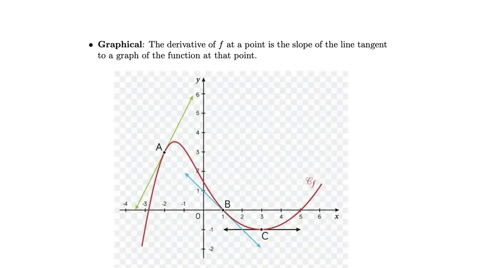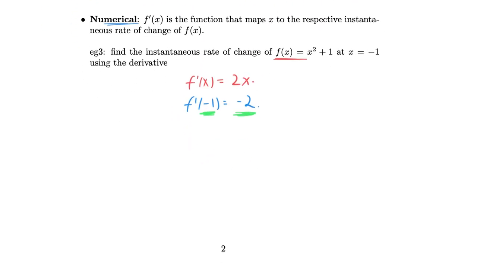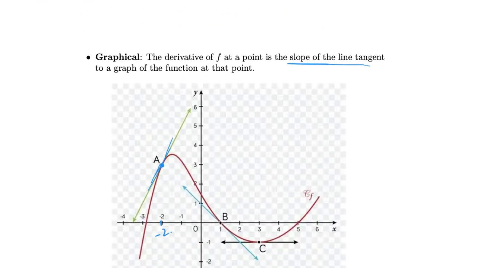On the other hand, we have a graphical interpretation, which is that the derivative of f at a point is the slope of the line tangent to a graph of the function, which was sort of the way we defined it in the very first place and sort of what motivated us to come up with this limit. So this is the graphical interpretation. So if I were to say I want the derivative at x equals roughly -2, then it is equivalent to finding the slope of the line tangent to the graph at x equals -2. So here it would just be this. So there's the numerical instantaneous rate of change perspective and the graphical slope perspective.